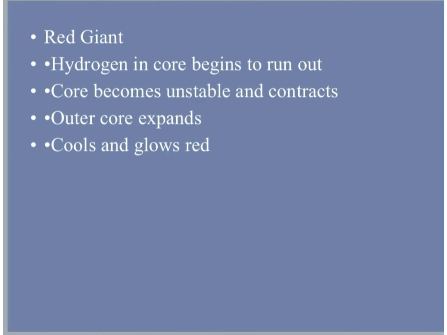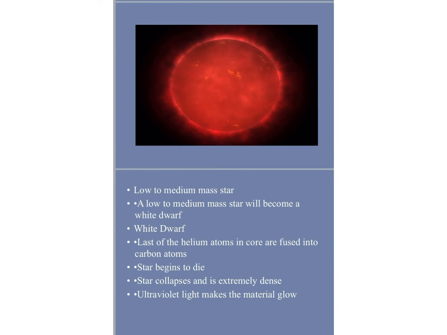Red giant. Hydrogen in the core begins to run out. The core becomes unstable and contracts. The outer core expands, cools and glows red. Low to medium mass star. A low to medium mass star will become a white dwarf.